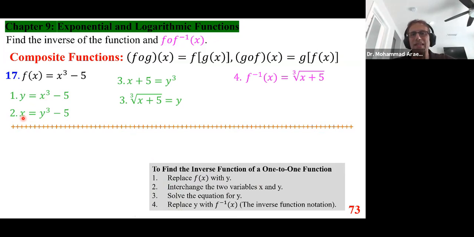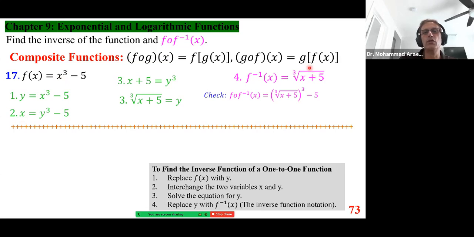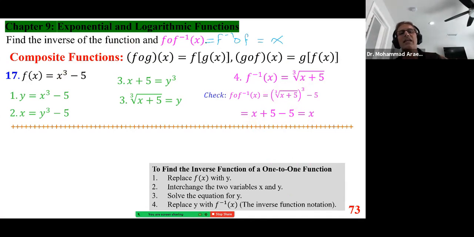Let's check what is f o f inverse or f inverse o f. It ends up being x. You have to show that. So here's f o f inverse. Instead of x, we are going to put f inverse. This is cube root, this is being to the power of 3. They cancel each other. x plus 5 comes out, and then with -5, they cancel each other. You get x. f o f inverse is always equal to f inverse o f equals x for two functions that are inverse of each other.